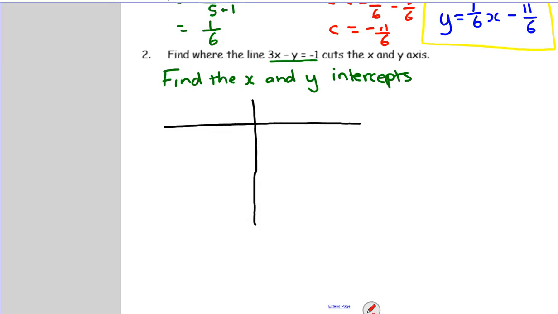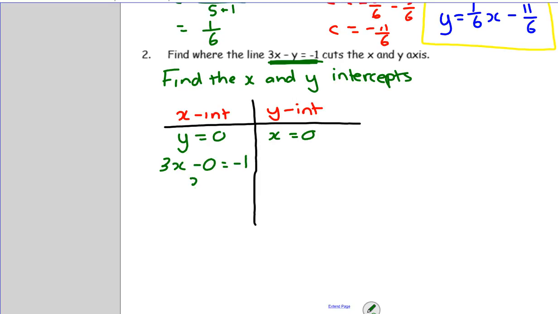I go x-intercept first, y-intercept second. For my x-intercept, y equals 0. For the y-intercept, x equals 0. Now you just use your equation and substitute in y equals 0. So we can go 3x minus 0 equals 1. So that's 3x equals 1, so x equals 1 over 3. Our coordinates for that are 1/3 and 0.